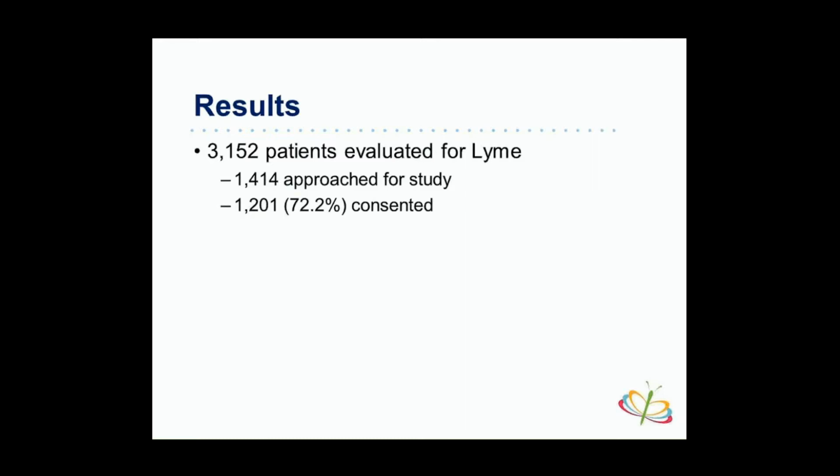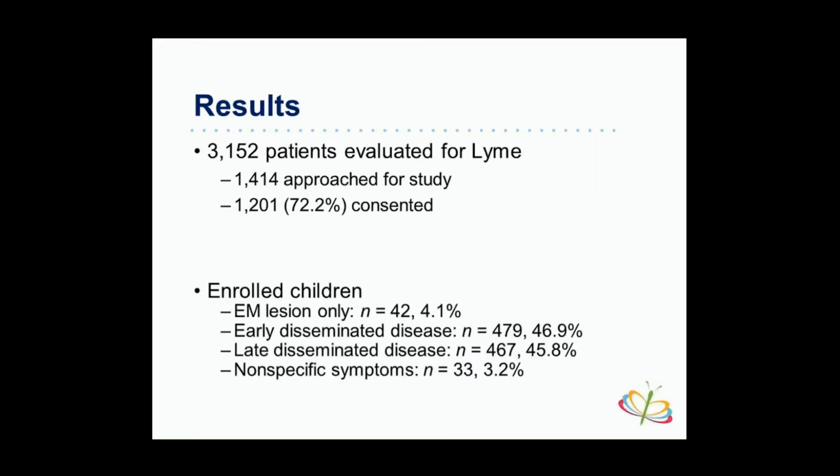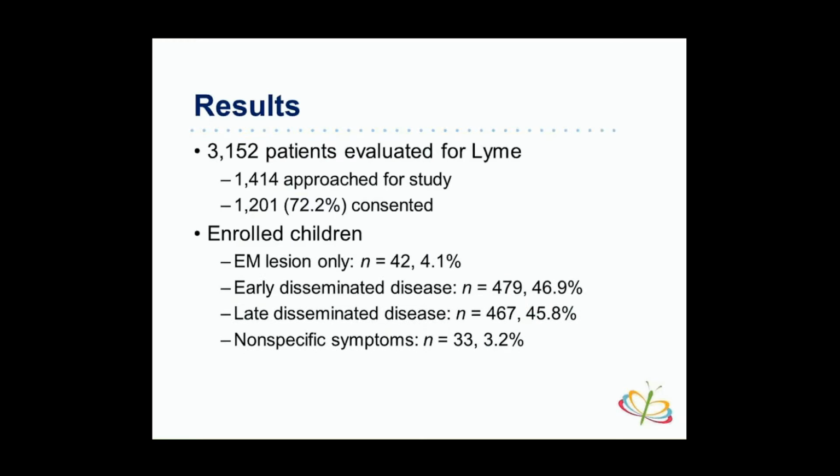The children who were enrolled had symptoms compatible with different stages of the disease. Specifically, 42 of them had EM lesion alone, 479 had early disseminated disease, 467 had late disseminated disease, and then 33 had nonspecific symptoms, so they would not have been included.